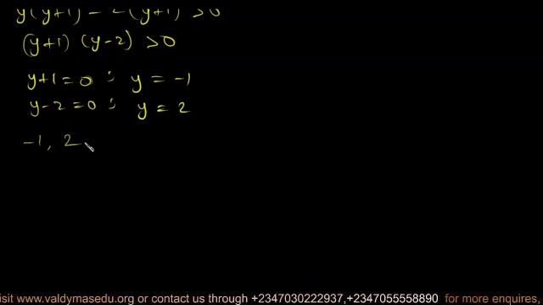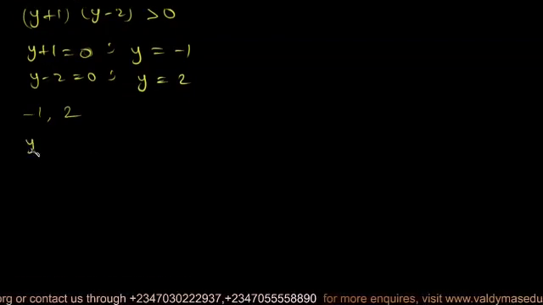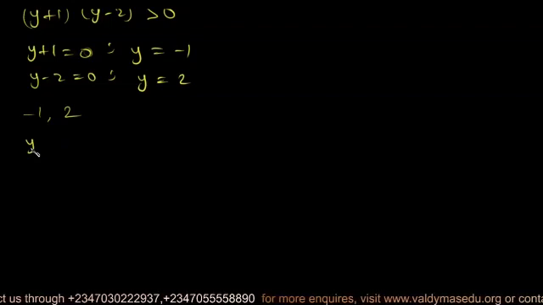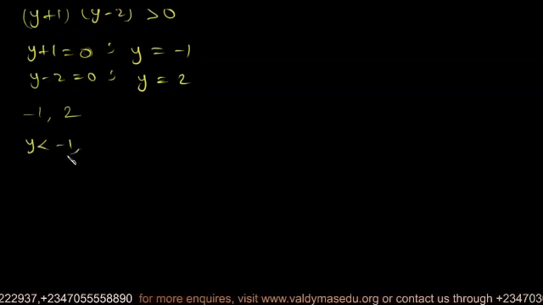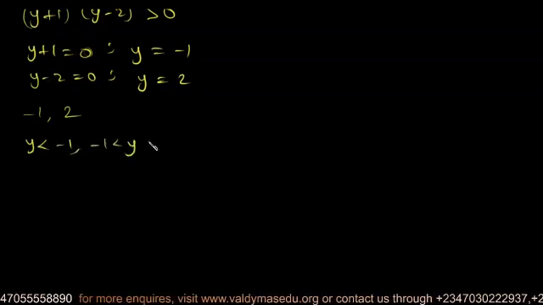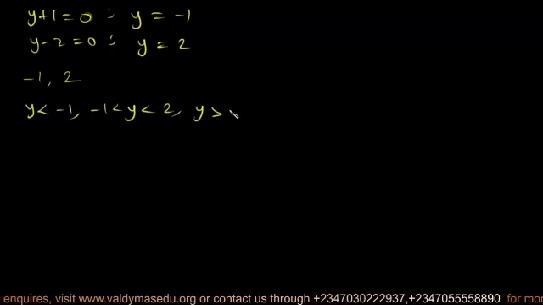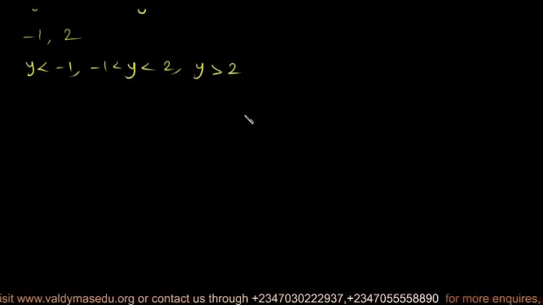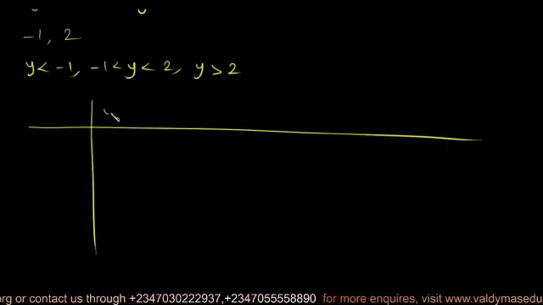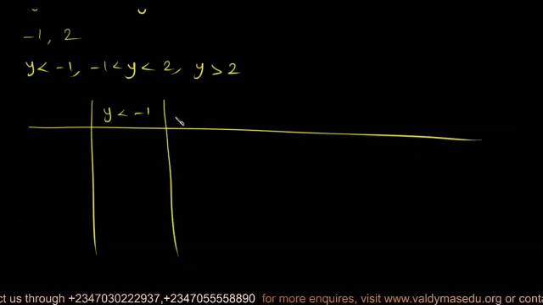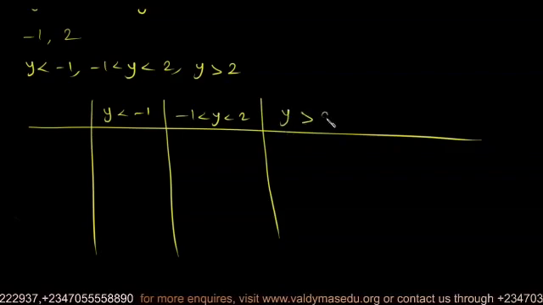After this, you now write in terms of inequality. Your y will always be less than the first number, the smallest number, which is minus 1. So you write y less than minus 1. Then minus 1 less than y less than 2. Then y will always be greater than the biggest number, which is 2. So now let's solve using the sign table. So we have y less than minus 1, minus 1 less than y less than 2, and y is greater than 2.